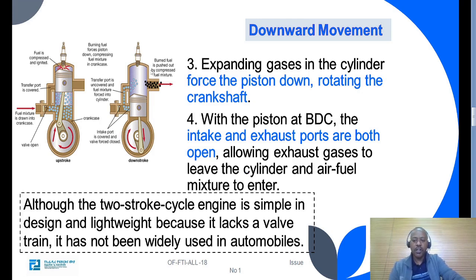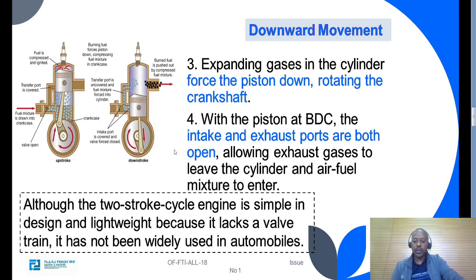Let's discuss the downward stroke. In the downward stroke, the piston moves from top dead center toward bottom dead center. During this stroke, two things take place. The first thing is the fresh air enters into the cylinder, and the burned gas leaves the cylinder. Expanding gas in the cylinder forces the piston down, rotating the crankshaft. With the piston at BDC, the intake and exhaust ports are both open, allowing exhaust gas to leave the cylinder and air-fuel mixture to enter.